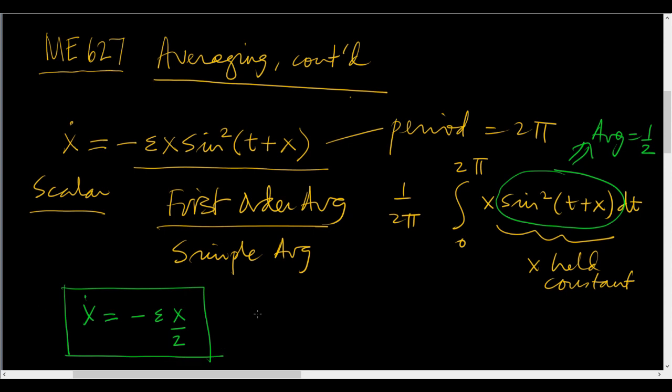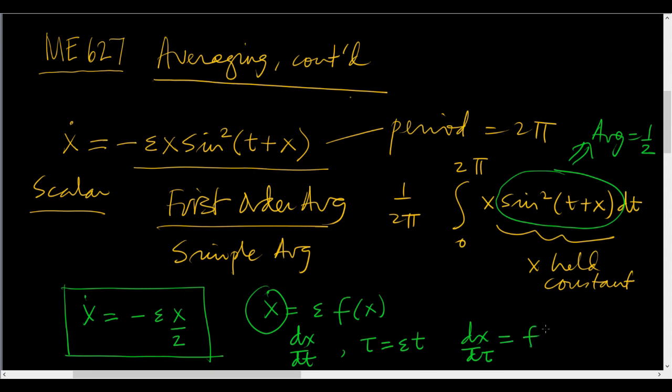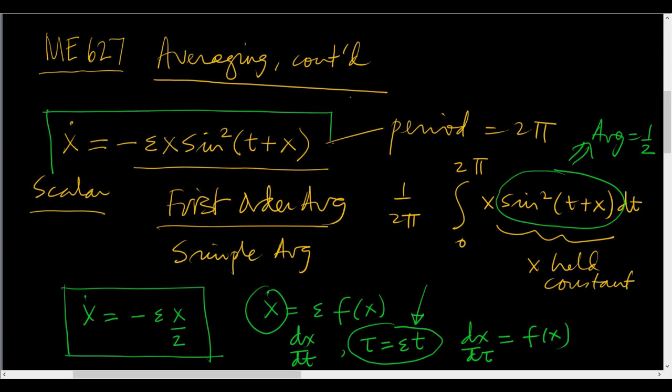The thing to note is that this is of the form x dot is equal to epsilon times some function of x. Now this here is dx by dt, and so you see really what we are saying is if we say tau equals epsilon t, then dx by d tau is equal to f of x, and so tau is the appropriate time scale on which to observe the averaged dynamics of this system.